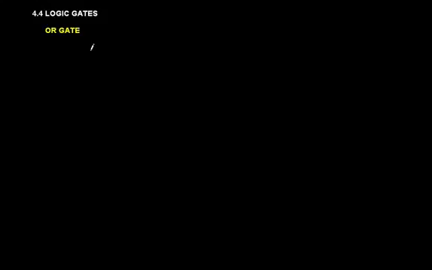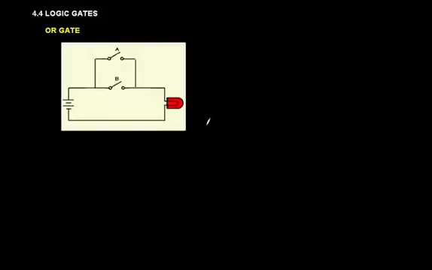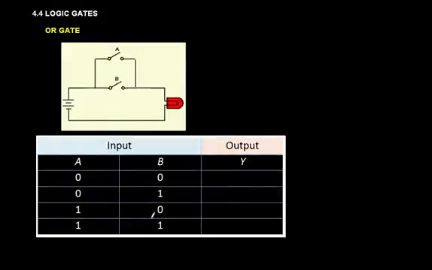The next gate is the OR gate. This is an example of the OR gate. It has 2 switches that are connected in parallel. And here is the truth table. When both is 0, that is when both the switches are open, the bulb doesn't light up. This is the Y, so it is 0. When A is 0, open, and B is closed, that is 1. This is a complete circuit, therefore the bulb lights up, and this will be a 1.